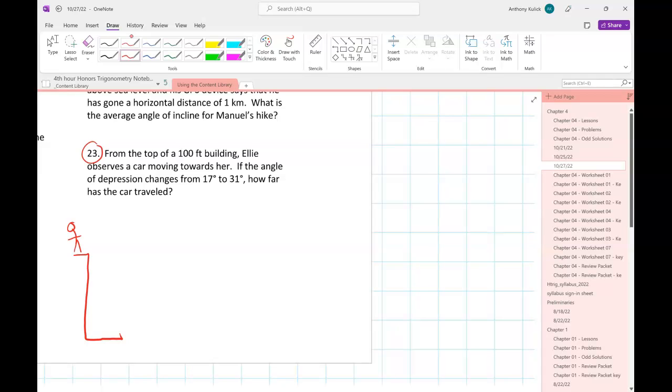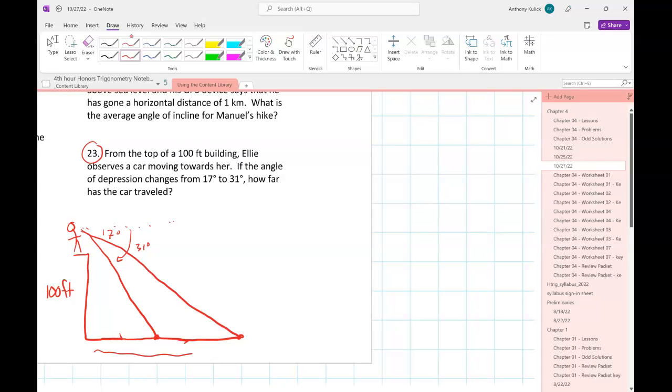Thank you. Little hoarse, so work with me a little bit. From the top of a 100-foot building, Ellie observes a car moving towards her. If the angle of depression changes from 17 degrees to 31 degrees, how far has the car traveled?